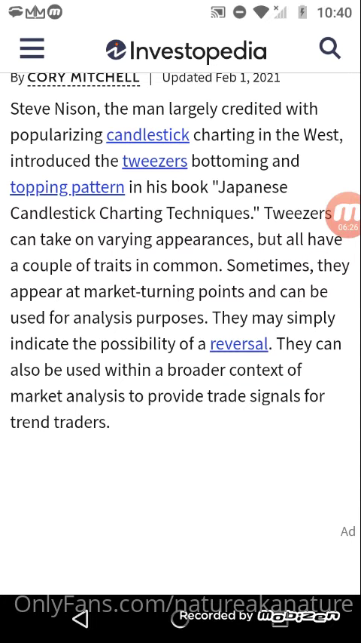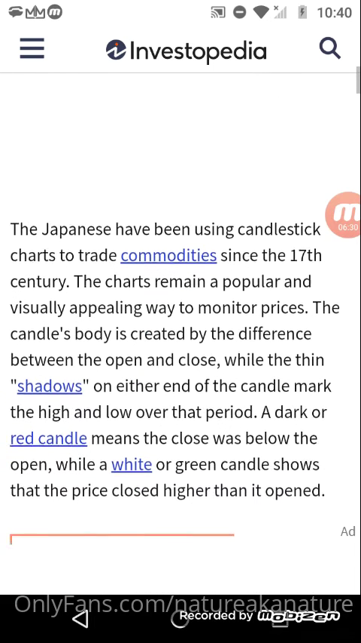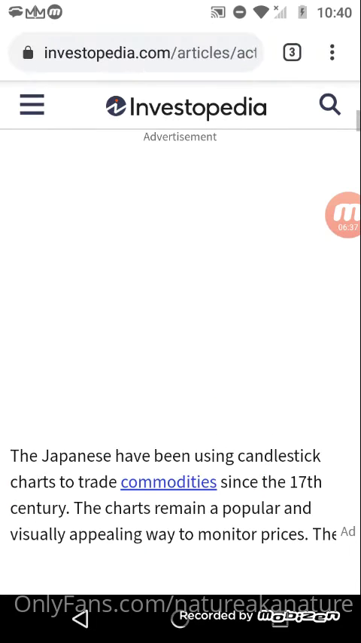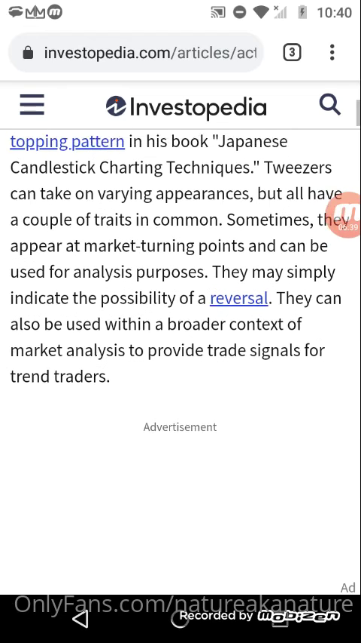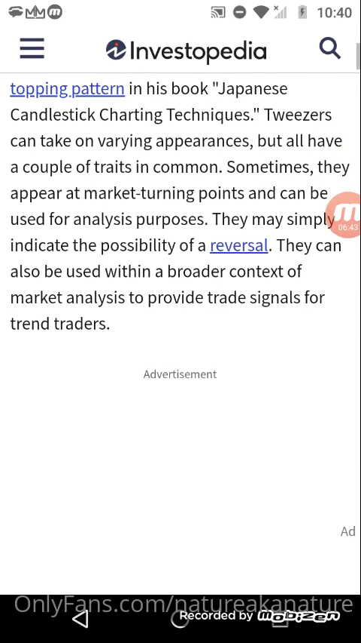The candle body is created by the difference between open and close, while the thin shadows on either end of the candle mark the high and low over the period. A dark or red candle means that the close was below the open, while a white or green candle shows that the price closed higher than the open.